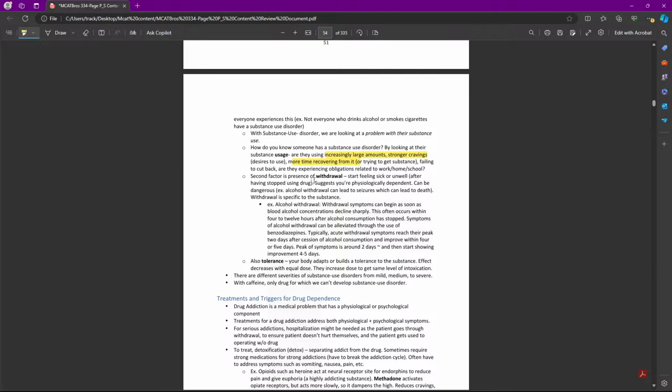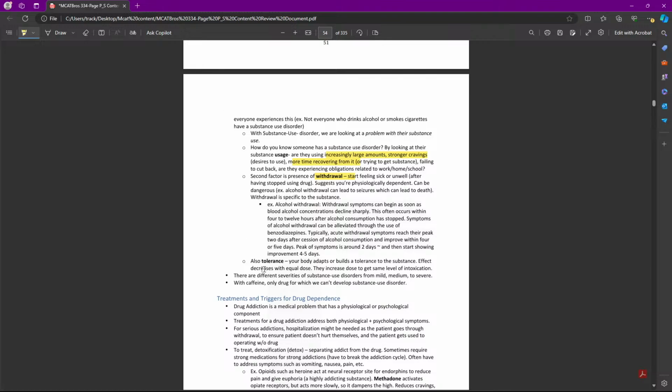Second factor is presence of withdrawal. Starts feeling sick or unwell. Suggests you're physiologically dependent, which can be dangerous. Withdrawal is specific to a substance. Withdrawal is the opposite. This often occurs for 4 to 12 hours. Symptoms are elevated through the use of benzodiazepines. They reach their peak 2 days after seizing.